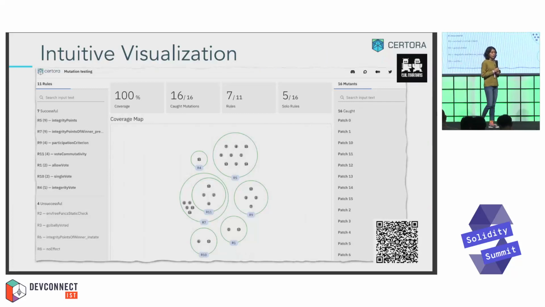So another thing that we have done, as I said earlier, is that we have integrated Gambit with the Certura approver, so it is part of the workflow. When we verify customer projects, we run Gambit pretty regularly during the pipeline just to see how good the specification is. One of the things we have as part of this pipeline is this visualization.